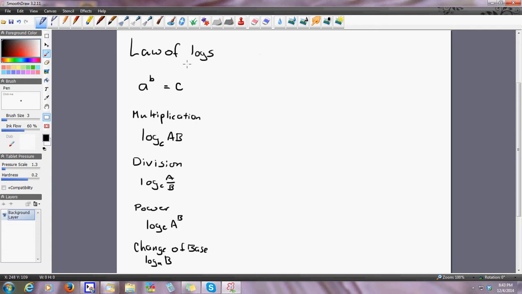Alright, I'm going to go through the laws of logs, and this first one is really just how you convert an exponential function into a logarithmic function. Here's your base, and here's your power, and here's the answer, well, the value. You can convert between them and say log base a of c equals b. And all I'm doing is this a goes down, and then you swap these two values on different sides of the equal sign.